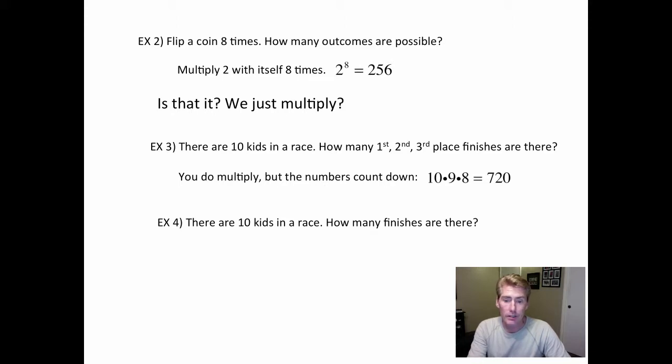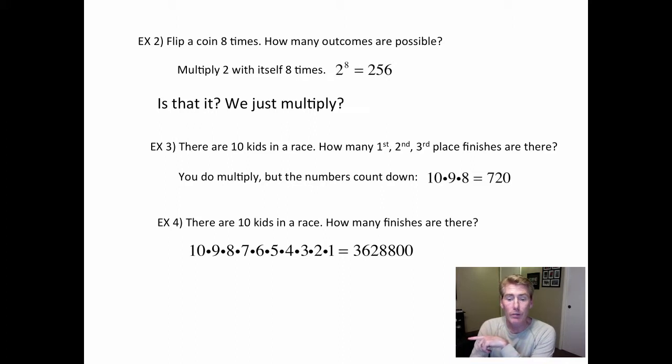All right, kick that one up a notch. How about there's 10 kids in a race? How many finishes total are there? Now you've got to go from 10, 9, 8, 7, 6, 5, 4, 3, 2, 1, and multiply all of those. Or, in case you haven't seen this before, this is called factorial.